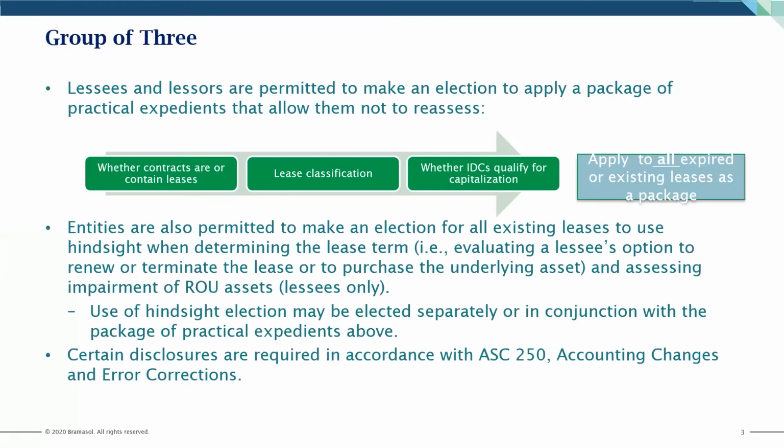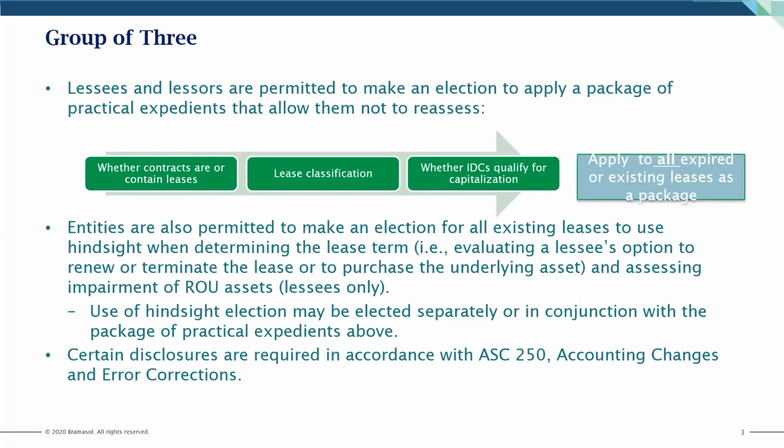The first one that the FASB has allowed is the group of three. Lessees and lessors are permitted to make an election to apply a group of three practical expedients as a group. You cannot take one, you have to take all three. So what are they? The first one is whether a contract contains a lease or not. If you've already done your analysis under the previous accounting standard before 842, then you're allowed to assume that you have already reviewed all your contracts that have leases. So you don't have to go back and look at contracts to say, did this contain a lease or not? That's a very good practical expedient because it allows me to just assume that I've already done it correctly.